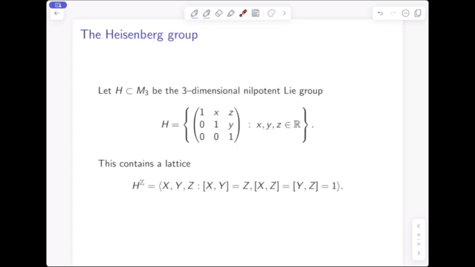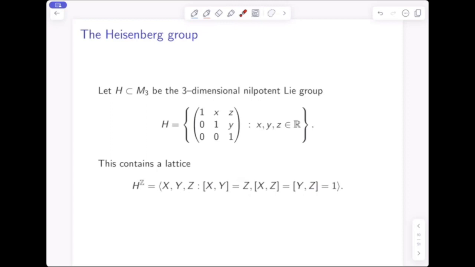And you can do some matrix multiplication. You can calculate that this is noncommutative. That if you take x and y and you take the commutator x, y, x inverse, y inverse, then that product is z. But x commutes with z and y commutes with z. And so this is a discrete subgroup of this nilpotent Lie group. So that's the algebraic structure of the Heisenberg group.